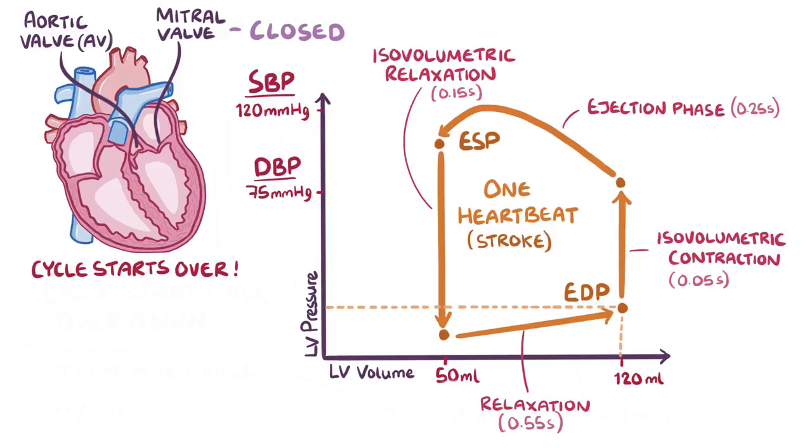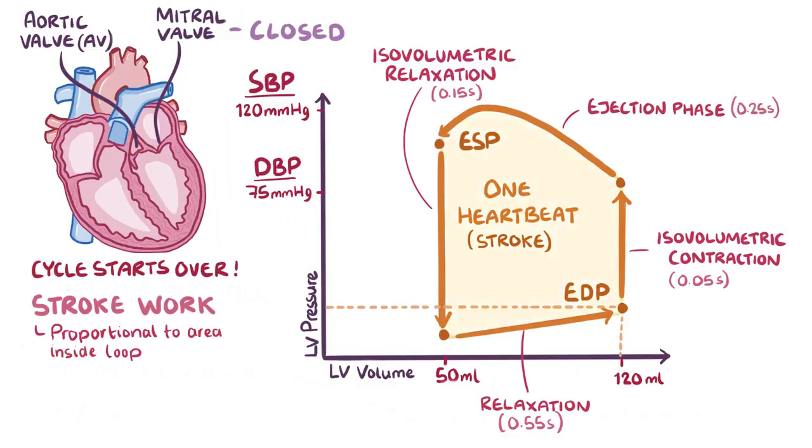All this happens during one heartbeat, and with every heartbeat, or stroke, the heart is doing work, and that's called stroke work, and it's proportional to the area inside the loop. In other words, the bigger the loop and the more area inside of it, the more stroke work our heart does.